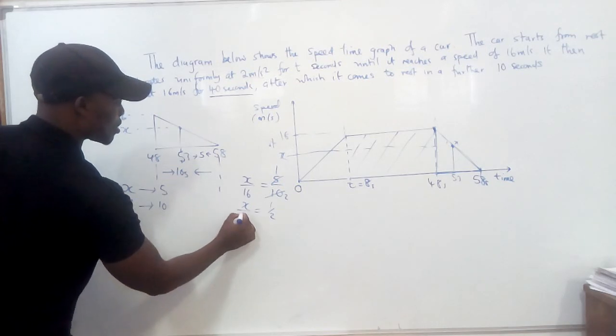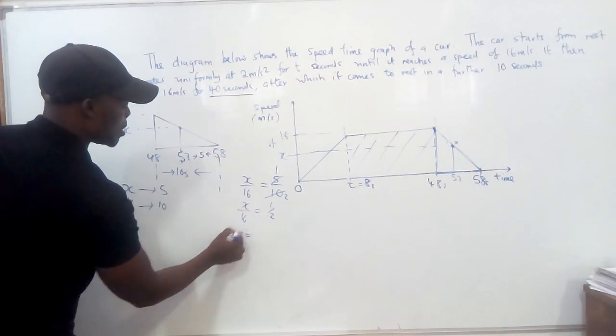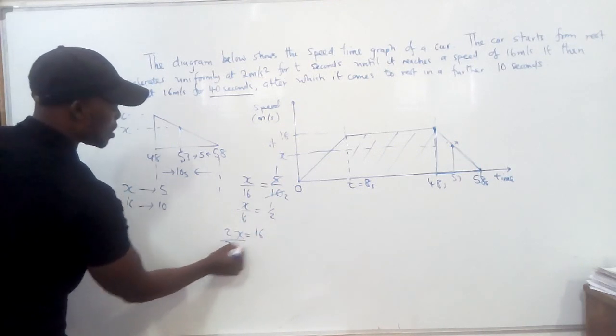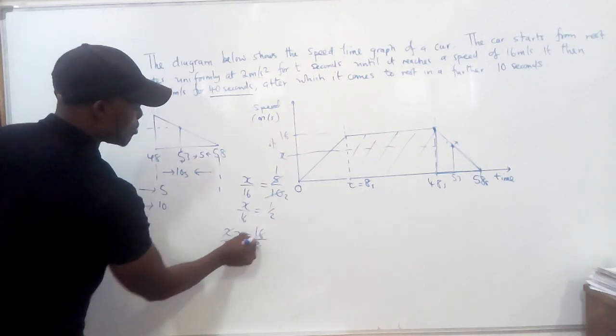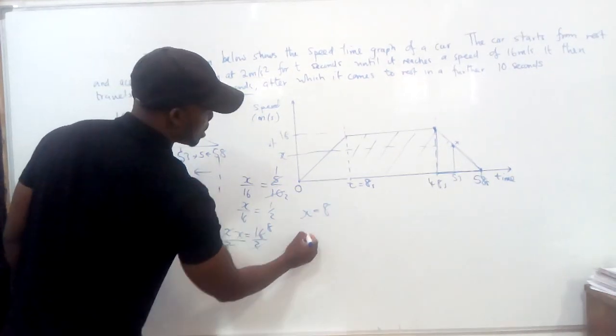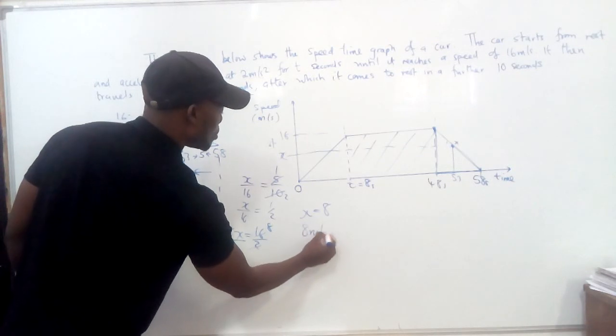So you can cross multiply to find x. It will be 2x, x multiplied by 2 is 2x, and 16 multiplied by 1 will be 16. You divide by 2, and you find that the value of x will be equal to 8. So our speed here is 8 meters per second.